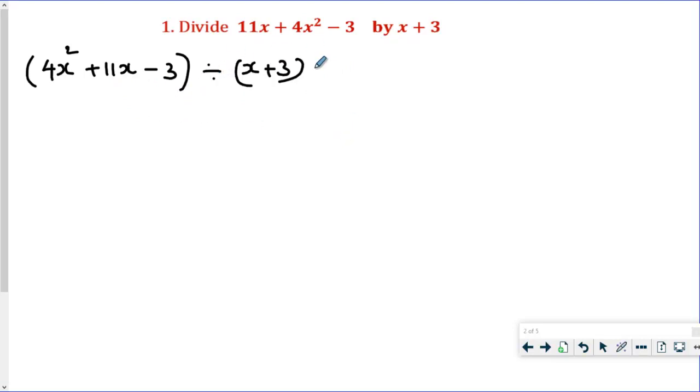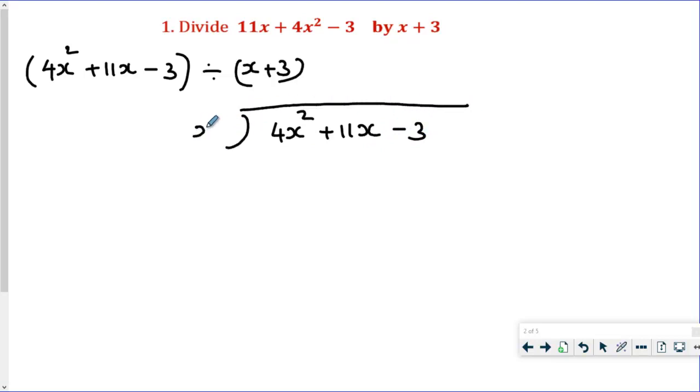If we want to divide by a monomial term, at that time we split the term into 3. But here we want to divide by a binomial term, so the previous method we can't use here. So here you can use the division method. First you write the first polynomial, that is 4x square plus 11x minus 3. This polynomial we have to divide by x plus 3. This is the dividend and this one is the divisor.